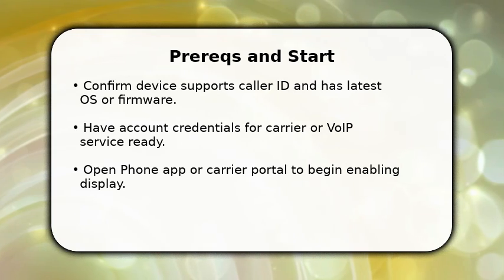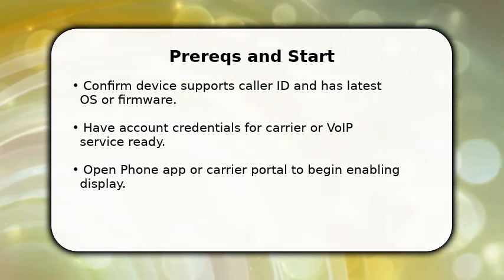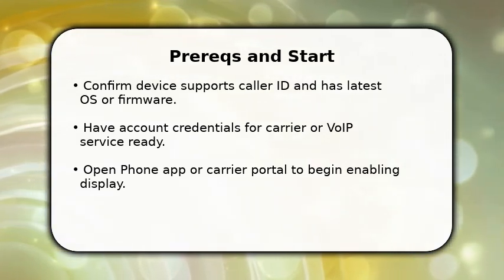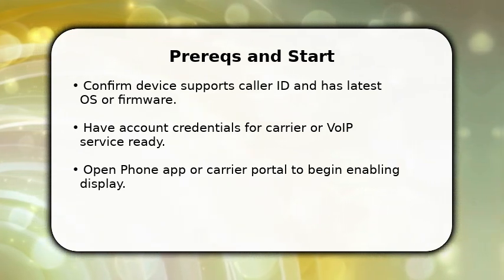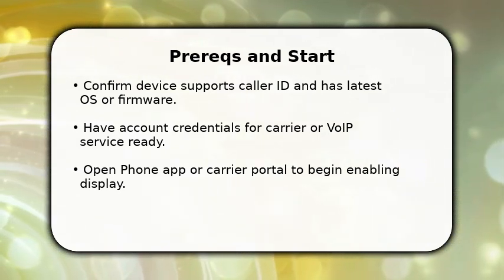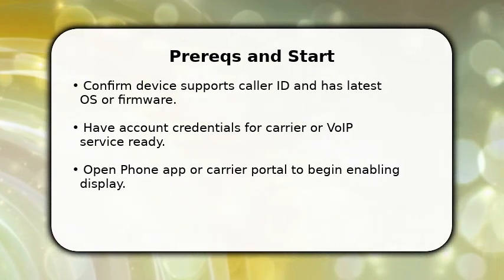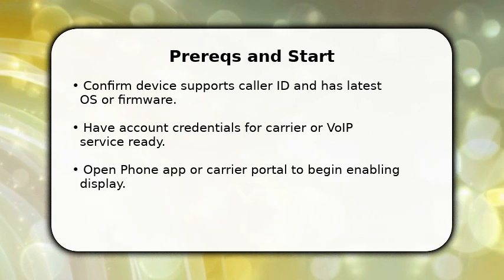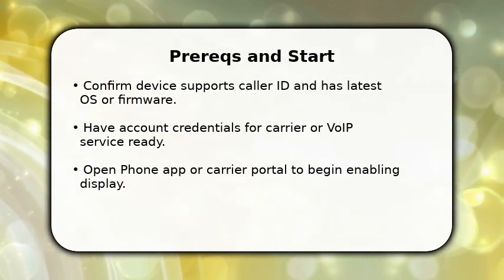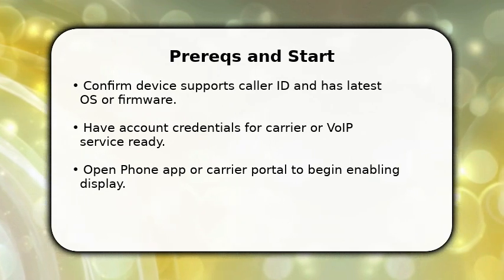You start by confirming the essentials: your phone and carrier support caller display, and you have login info. Once confirmed, open the phone app or carrier portal and locate call settings or caller ID. Tap the setting to view options. Make sure caller ID is enabled. If you use a third-party app, install and grant permissions now.